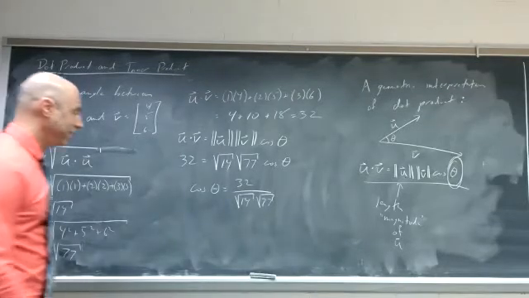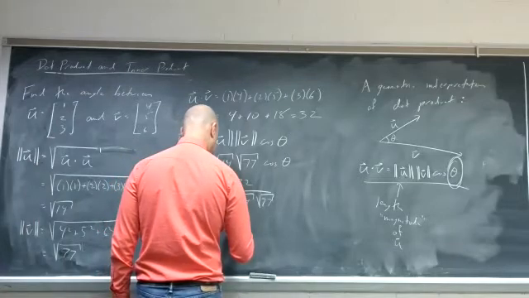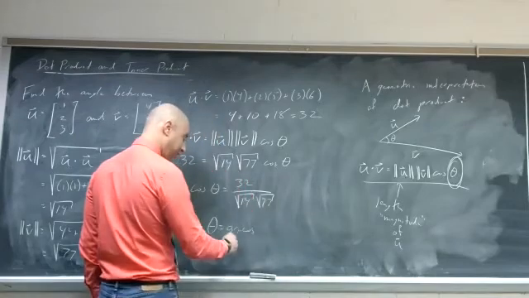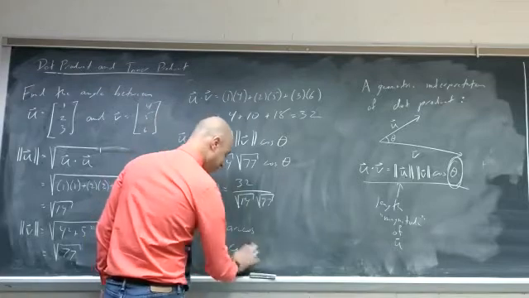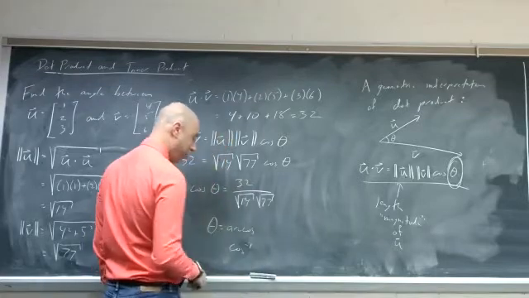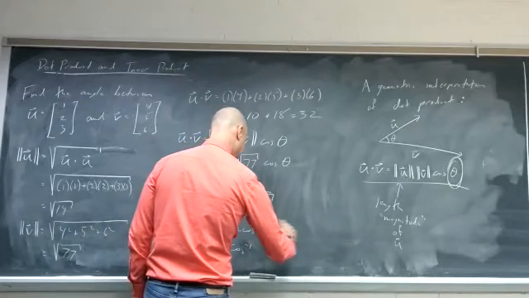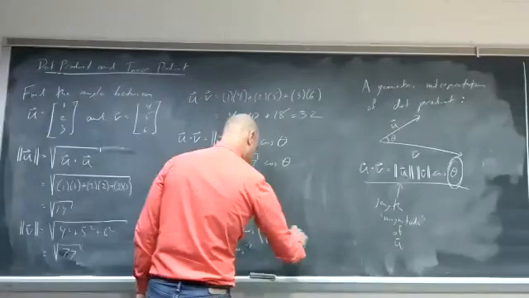And so theta is going to be the arc cos. If you prefer to write that as cos to the minus 1, that's fine. Just remember that the minus 1 doesn't mean 1 over, it means the inverse, of 32 over root 14 root 77.